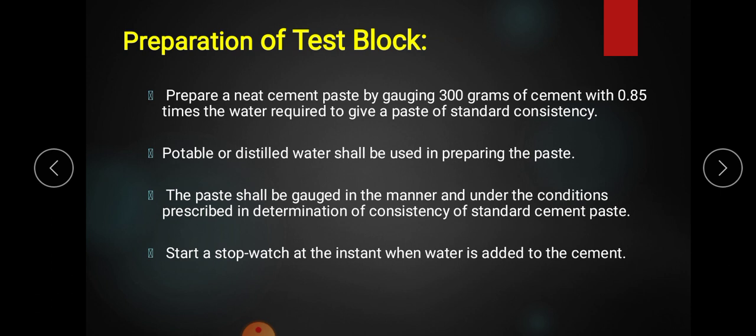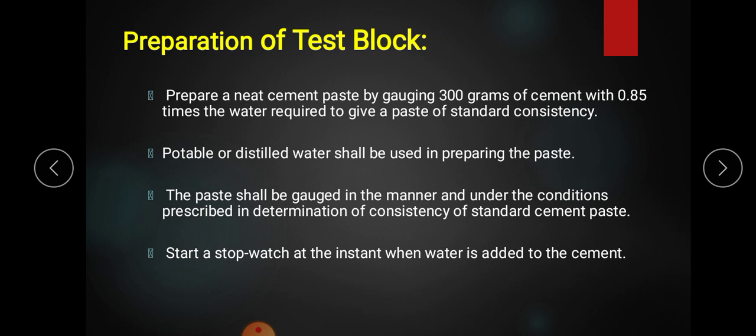So take 300 grams of cement, and to that we need to add water. How much water do we need to add? We need to add 0.85 times the water required to give a paste of standard consistency. The standard consistency experiment we will do. That amount of water multiplied by 0.85 will give the amount of water required for the initial setting time of cement. We need to use potable or distilled water, and the paste shall be gauged in the manner and under the conditions prescribed in the determination of consistency of standard cement paste.